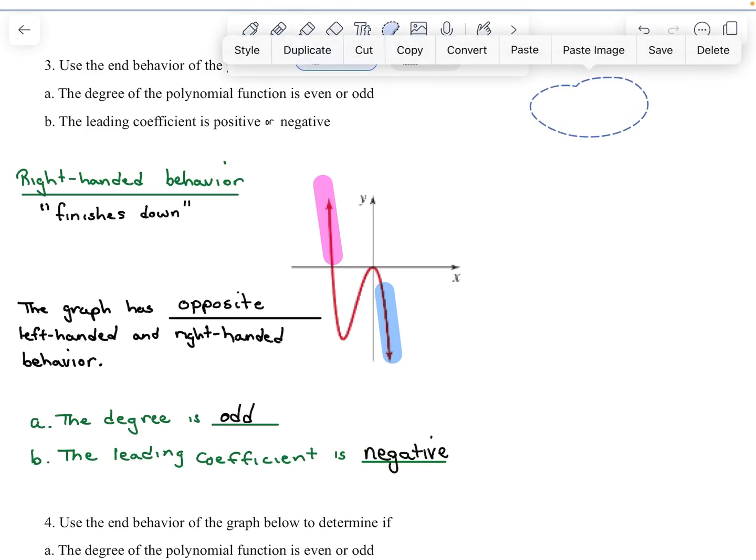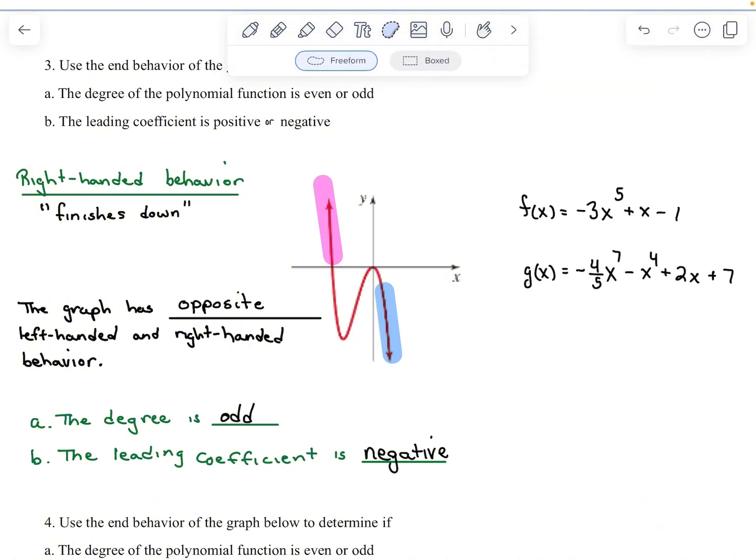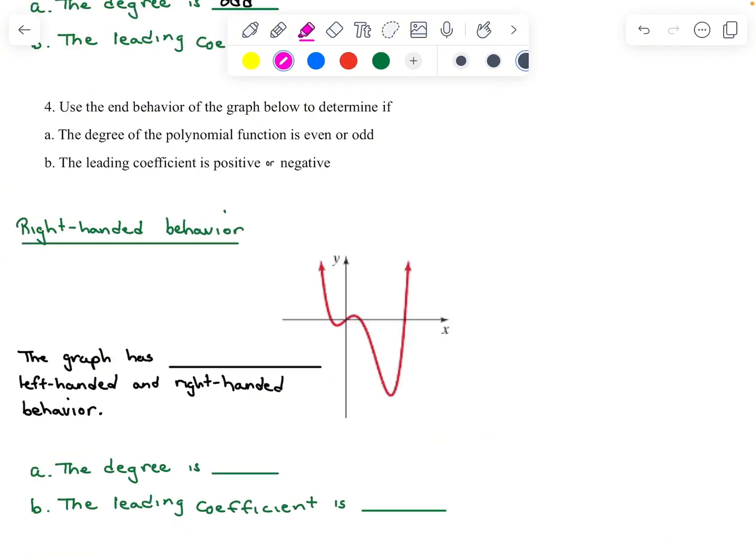Here are 2 examples of polynomials that have an odd degree and whose leading coefficient is negative. Both of these functions will have the same end behavior as the one in the example. Now let's do the same thing in number 4. We want to determine if the degree of the polynomial function is even or odd, and if the leading coefficient is positive or negative. So again, I'm going to start by identifying the right-handed behavior.